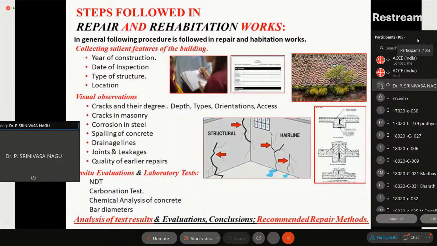Then finally, after the evaluation, you have to analyze the results, then come to some conclusion, then have certain recommendations for the repair methods, and you have to give some estimate also, because you cannot expect money. Anything is cost related. Okay, so you have to give that estimate. That's why a lot of documentation and report preparation is required, based on which you can give the estimate for repair.